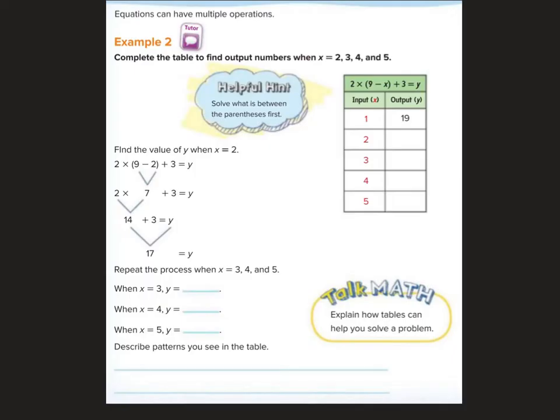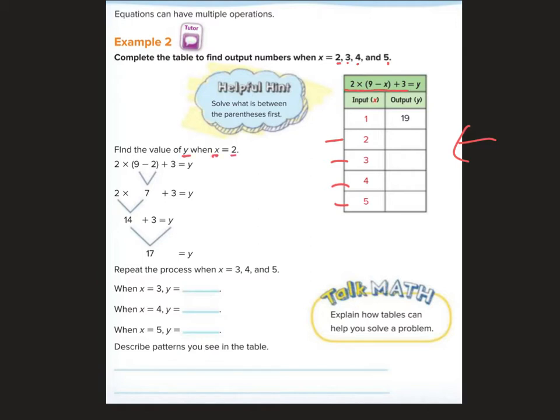Okay, next. Here we have complete the table to find the output numbers when x equals 2, 3, 4, and 5. So that's just our normal table. We're just trying to solve for 2, 3, 4, and 5. We've done this before. This is not new. Okay, so find the value of y when x equals 2.